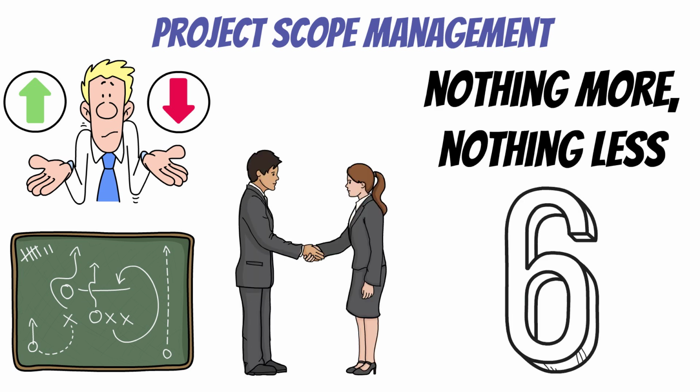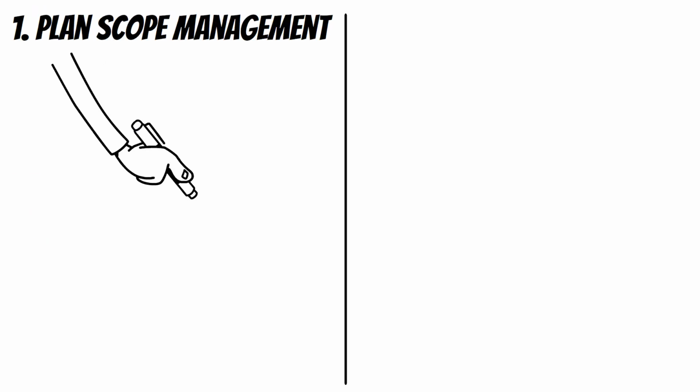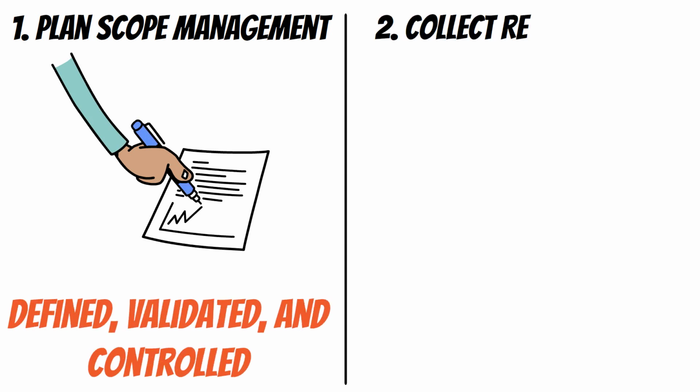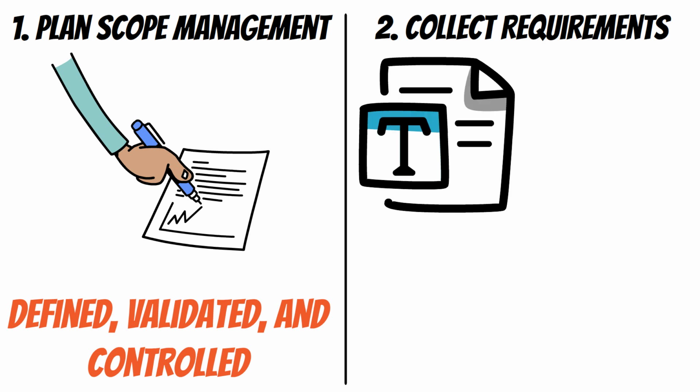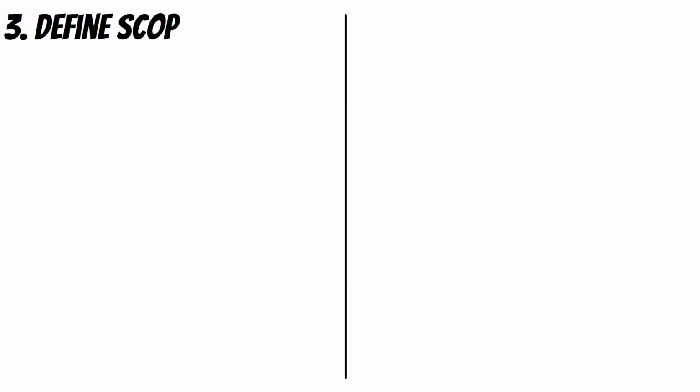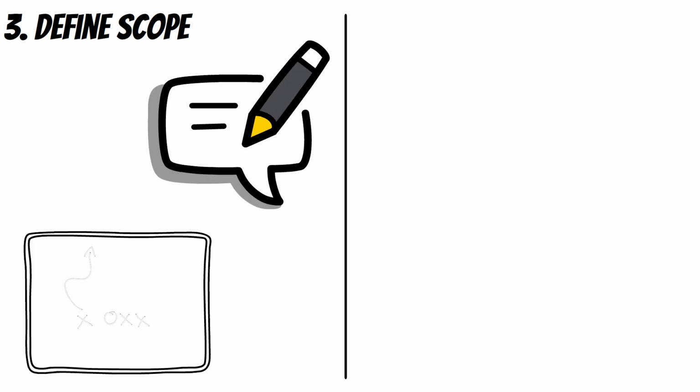It consists of 6 processes. 1. Plan scope management lays the groundwork for how scope will be defined, validated, and controlled. 2. Collect requirements gathers and documents what stakeholders actually need. 3. Define scope develops a clear and detailed description of the project scope.